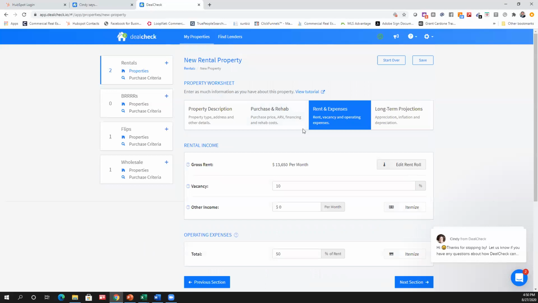You're going to go to the next section. So here's your gross. Here was that gross rent per month that we plugged in earlier. We're going to put in a vacancy rate. This one was 14 out of 15 units filled. So actually that was being 100%.